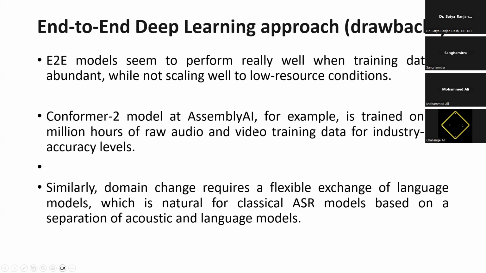Another drawback is flexibility in domain change. If you want to change the domain, it becomes slightly difficult for end-to-end systems. For the traditional approach, the language models and acoustic models are all separately designed, so it is easier to adapt to a new domain. But in the case of end-to-end systems, this poses a problem. Obviously, ongoing research is looking at how external language models or acoustic models can be integrated into end-to-end deep learning models as well.